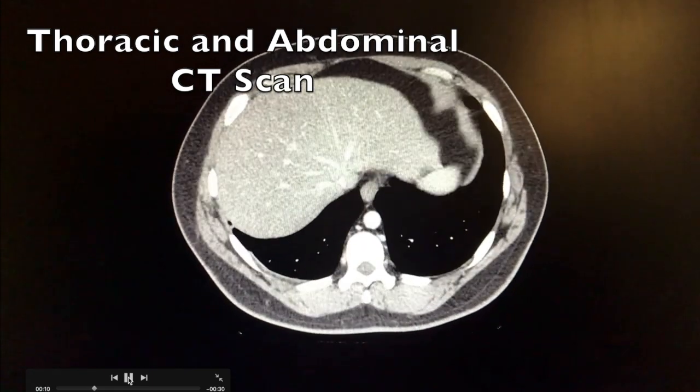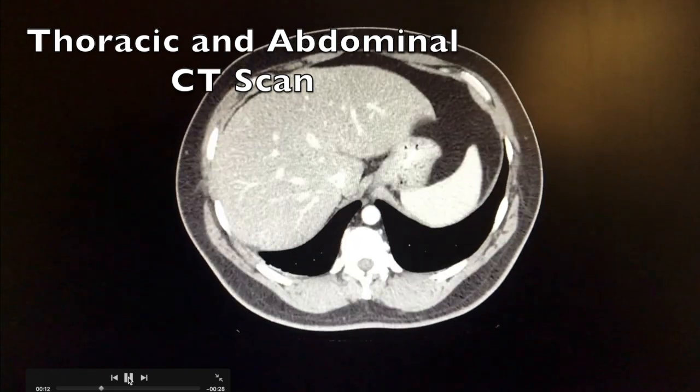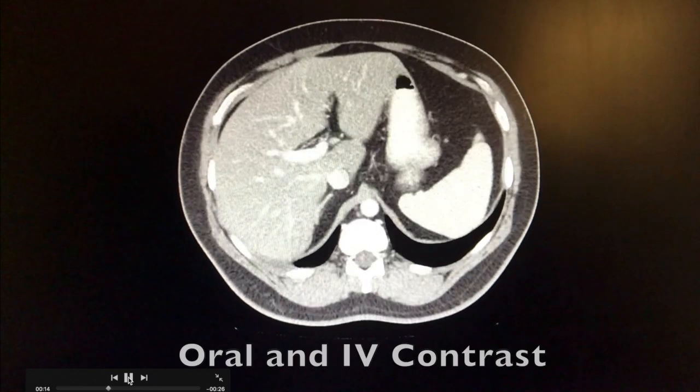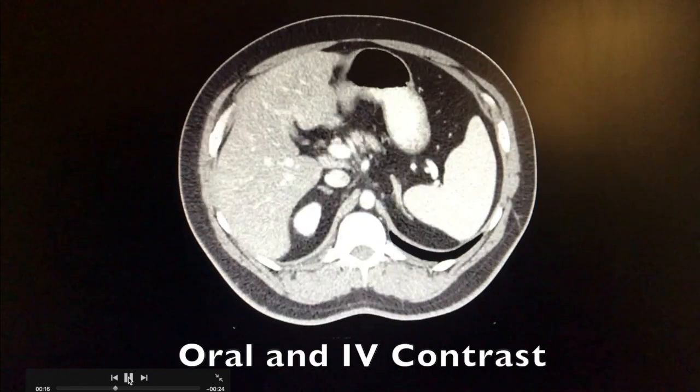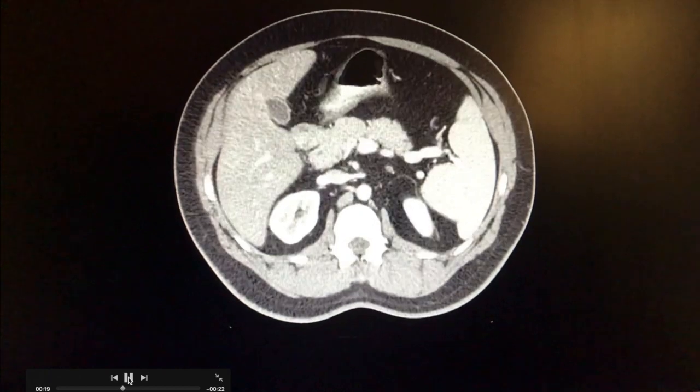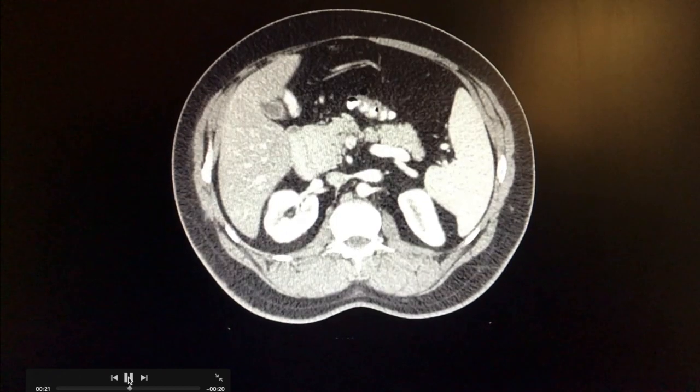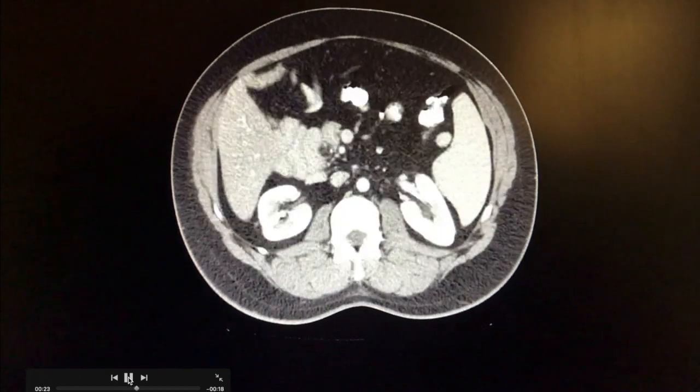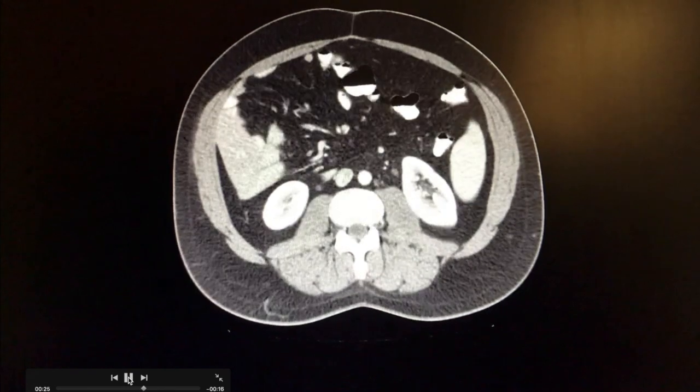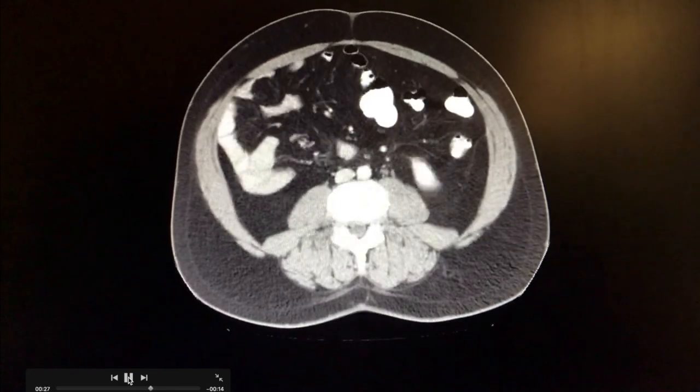The CT scan is covering the thoracic and abdominal portion of the anatomy. It's with both oral and IV contrast, and you'll notice that the organs in the vascular system and the organs in the digestive system are lit up very brightly. It gives us a vivid picture of what's going on.